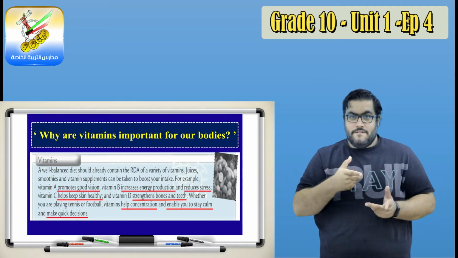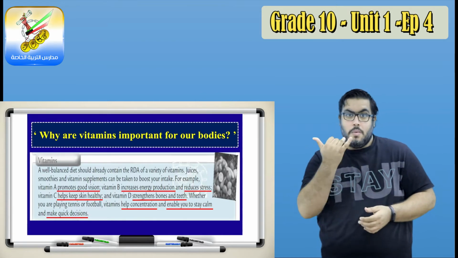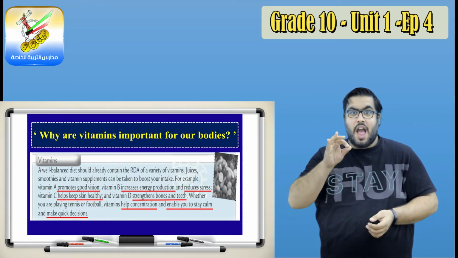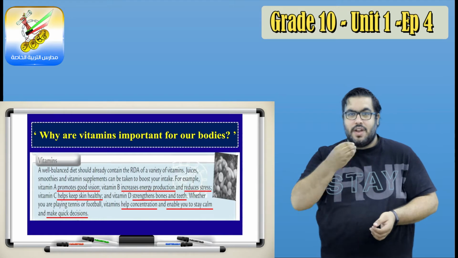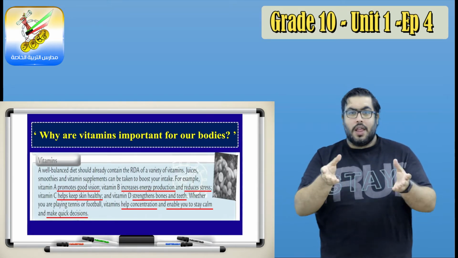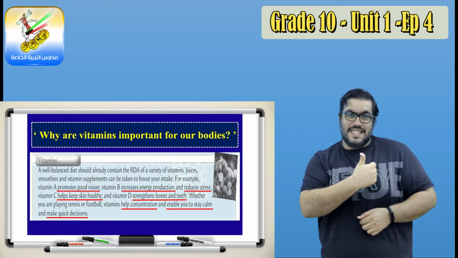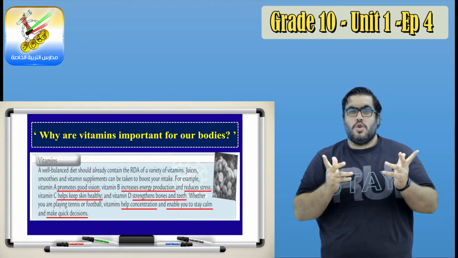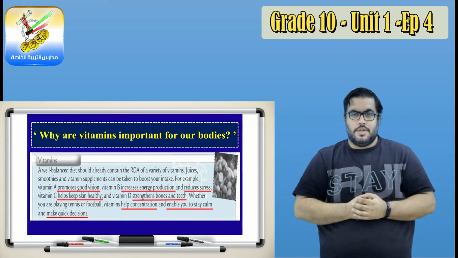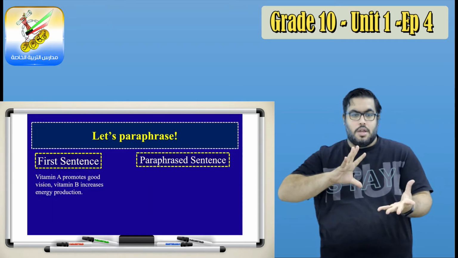The first answer here we have is vitamin A promotes good vision. Another answer, increases energy production, reduces stress, helps keep skin healthy, strengthens bones and teeth, helps concentration, enables you to stay calm, and the last one, makes quick decisions. So we underlined the answers to the question. Let's see what we can do to paraphrase them.